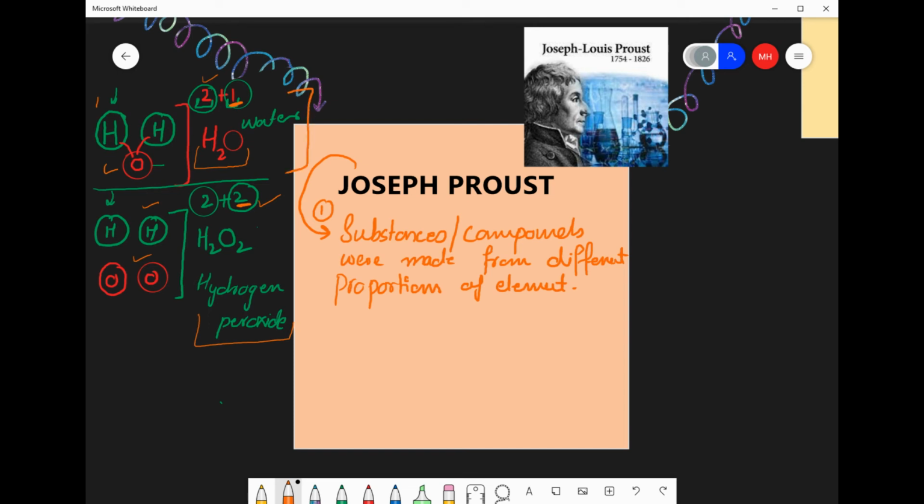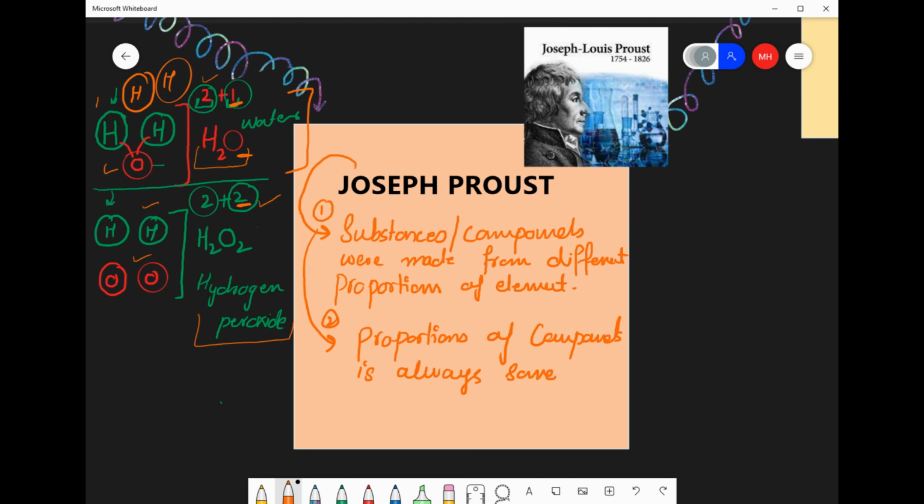Okay, no matter how large or how small an amount of hydrogen you provide. If water is being created, no matter how many hydrogens are there, the water will be created only if two hydrogen atoms come together and combine with oxygen. Okay, so substances or compounds were made from different proportions of element, but these proportions are always the same. So the second statement is that the proportions of a compound are always the same, no matter how large or how small a quantity of element you provide them. Make sense?